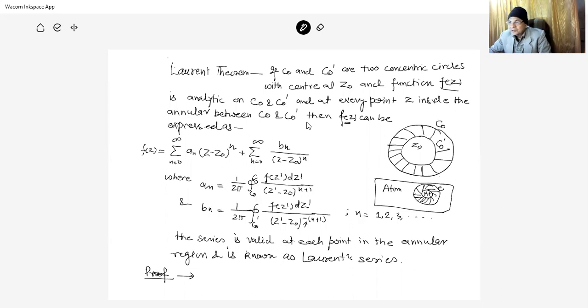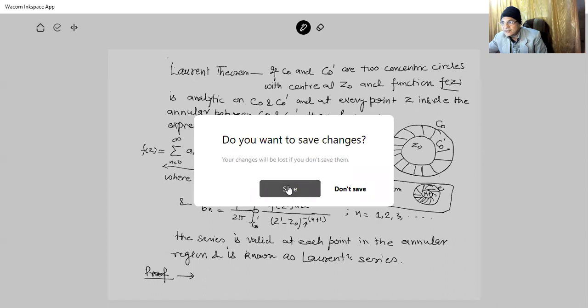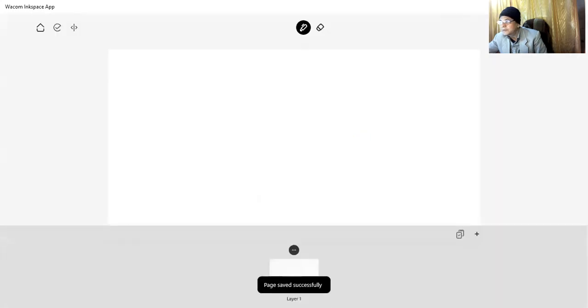Laurent series. We have to understand the statement in two parts. The first part, as we will see later on, is nothing but the Taylor series. And the second part is the principal part of the series. So this series has two parts, and these two parts have to be discussed in detail. So let us start the proof of this statement.